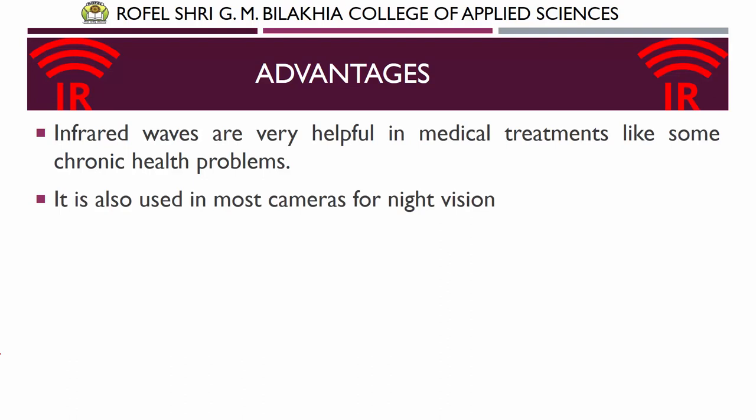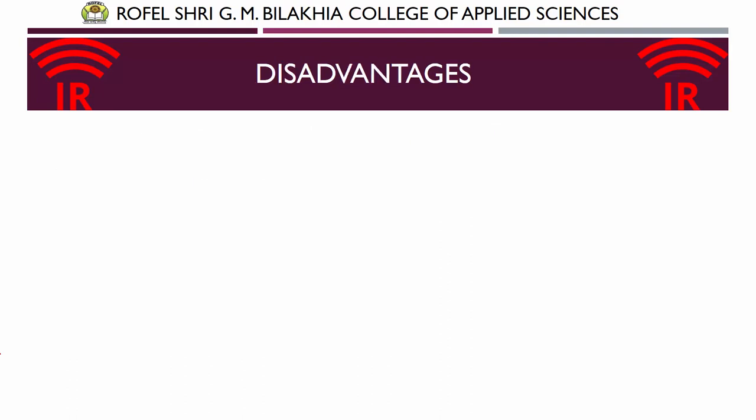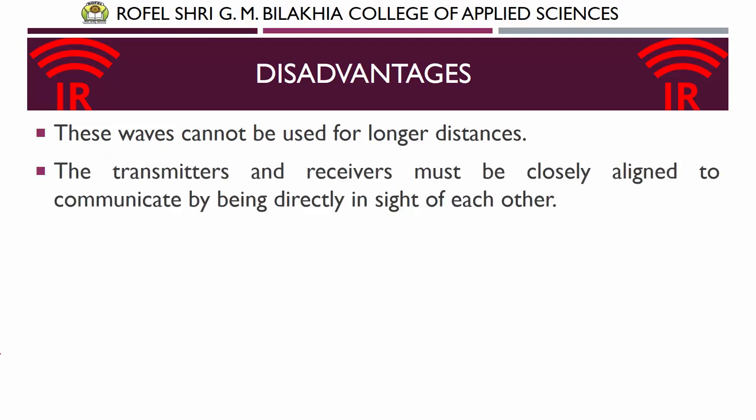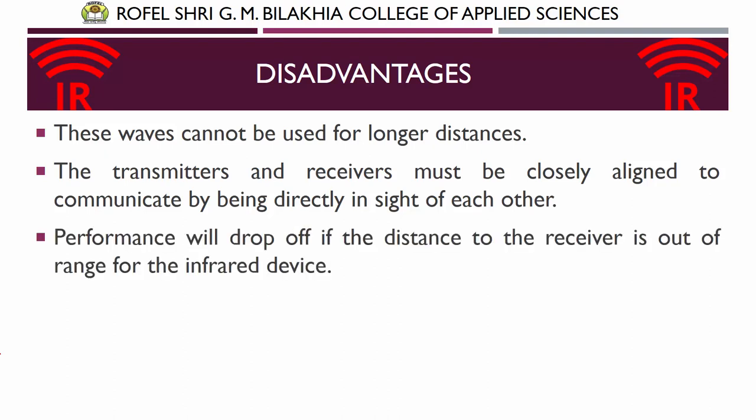But still this infrared wave has some disadvantages, like this wave cannot be used for long distance, and the transmitter and receiver must be closely aligned to communicate by being directly in sight of each other. Closely arranged hona chahiye dono device, and performance will drop off if the distance to the receiver is out of the range for a infrared device. Theek hai, particular receiver end jo hai wo long distance pe hoga to wo particular signals ko catch nahi karega. So those are the disadvantage of infrared waves, right?